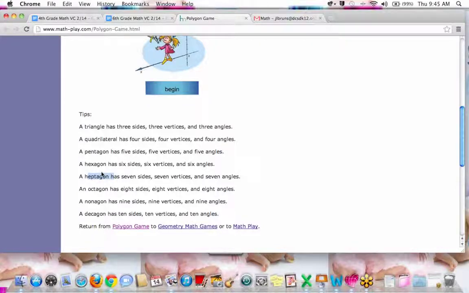Hepta. You don't see this very often, but hept means 7. So if you ever see a hepta, that means it has 7 sides, 7 vertices, and 7 angles. We didn't talk about nana, which is the one with 9 sides, 9 vertices, and 9 angles. And we didn't talk about 10, which is a little more popular, deca. Deca means 10. Can you think of another word with the beginning deca?